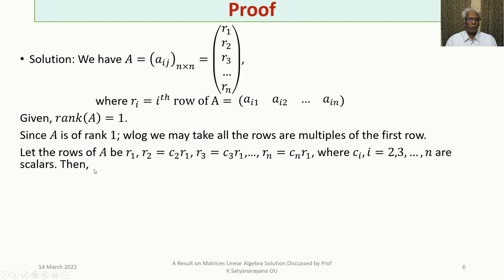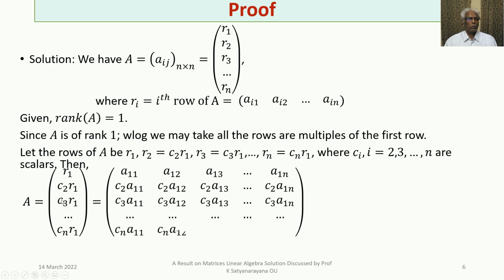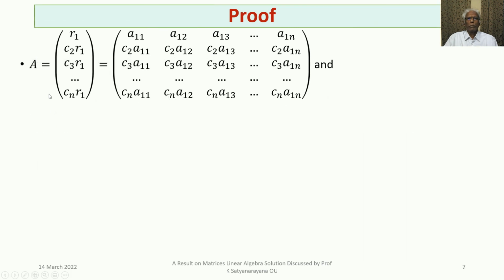Then the matrix A will look like the first row R1, second row C2 R1, third row C3 R1, etc., nth row Cn R1. That is, the first row is this, and C2 times the entries of the first row, C3 times the entries of the first row, etc., Cn times the entries of the first row. So this is A. We continue. So this is our matrix.